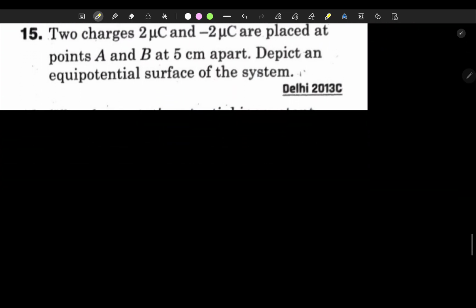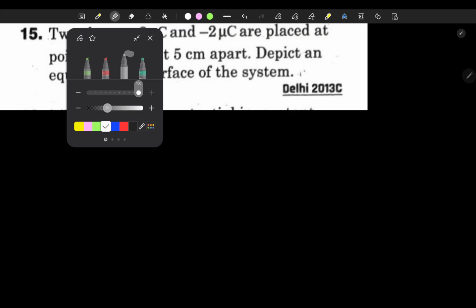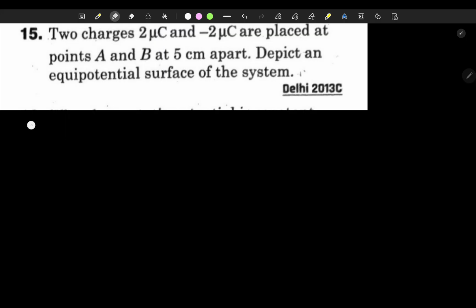Two charges, 2 microcoulomb and minus 2 microcoulomb, are placed at points A and B, 5 cm apart. As per the given question, let's draw the rough diagram. This is your 2 microcoulomb charge, this one is minus 2 microcoulomb charge, placed at points A and B at separation 5 cm apart. Depict an equipotential surface of the system. That means you have to find the point at which potential is 0.